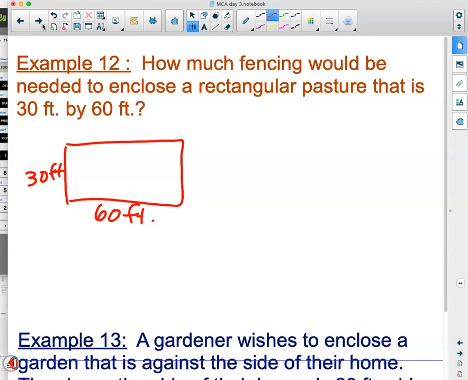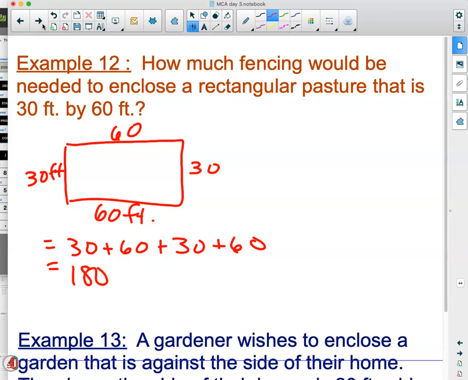Fencing. Do you put that in the middle? Well, and we're not talking area. We're just talking perimeter here. And if this is rectangular, well, if this is 30, this is 30. And if this is 60, this is 60. And all we have to do is perimeter, add them all up. Because perimeter is around. 30 plus 60 is 90. We've got that twice. 180 feet.